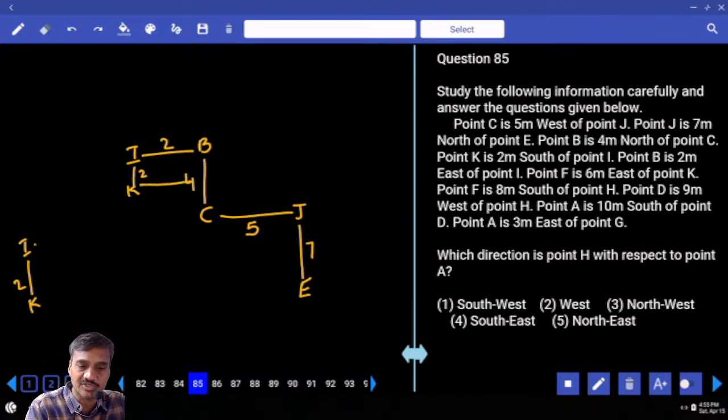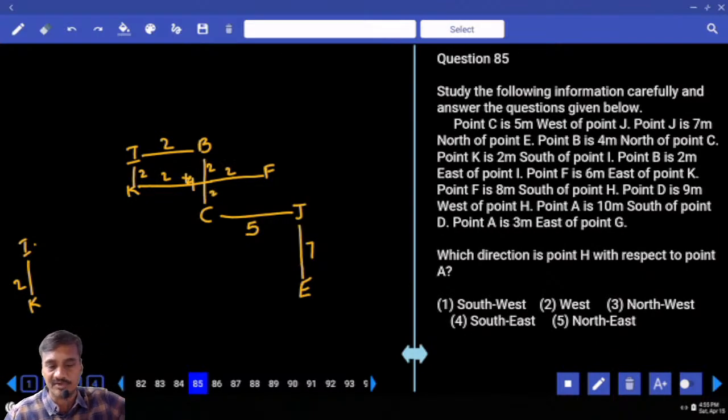Now 6 meters to the east of K: 2 plus 4, 6. This is 2, another 4. This is again 2, because F is 6 meters to the east of K, so this must be 4.